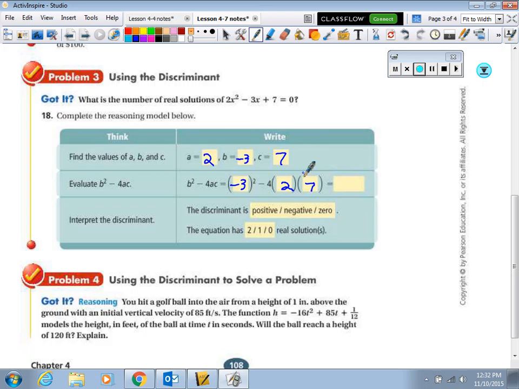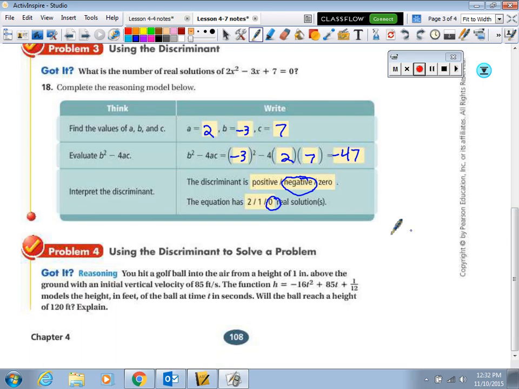And then you want to get that answer, so that's going to be 9. Make sure you put your negative number in parentheses if your calculator is doing it, because otherwise it's not going to give you the right answer. I got negative 47. So the discriminant is negative, which means it has no real solutions. That's kind of how that works. Hopefully I did that right.